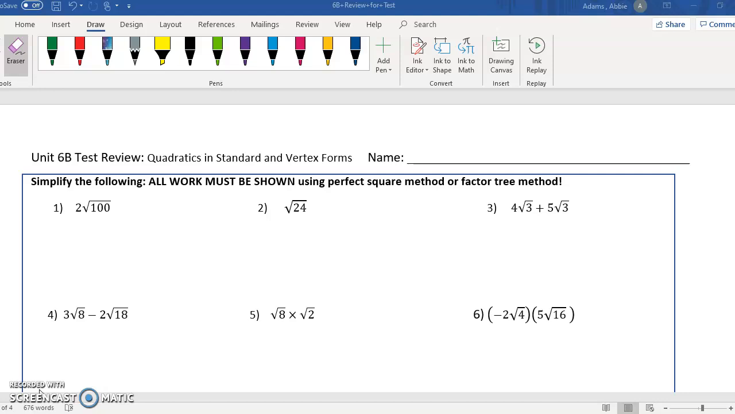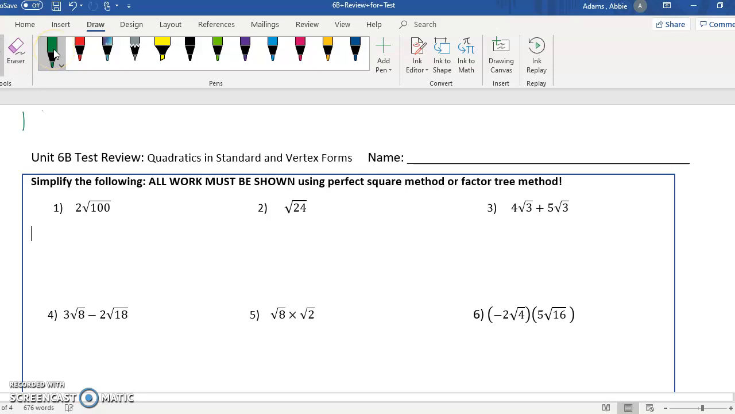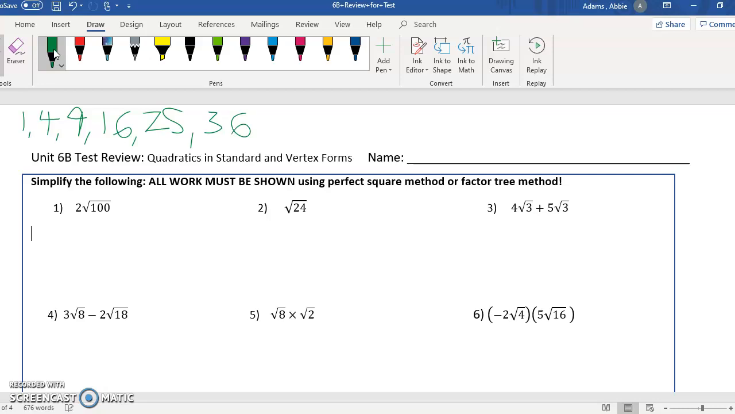If we're going through them, 1 times 1 is 1. I'll just make a list at the top. 2 times 2 is 4. 3 times 3 is 9. 4 times 4 is 16. 5 times 5 is 25. 6 times 6 is 36. 7 times 7 is 49. 8 times 8 is 64. 9 times 9 is 81. 10 times 10 is 100. 11 times 11 is 121. And 12 times 12 is 144.